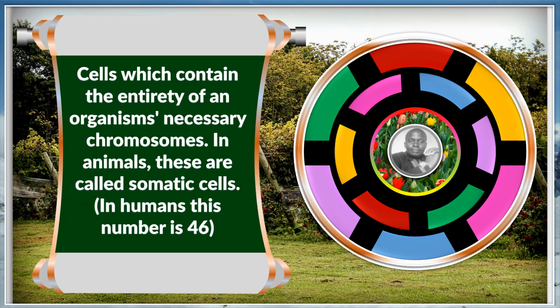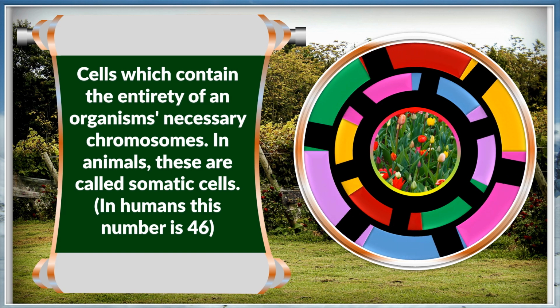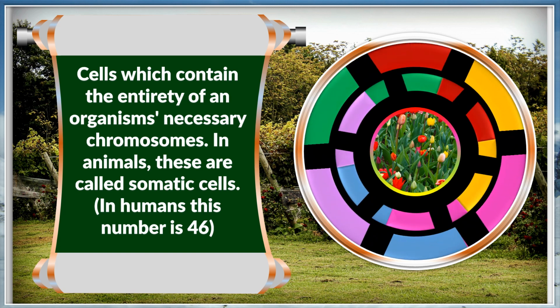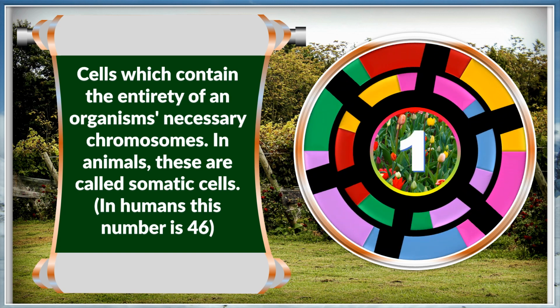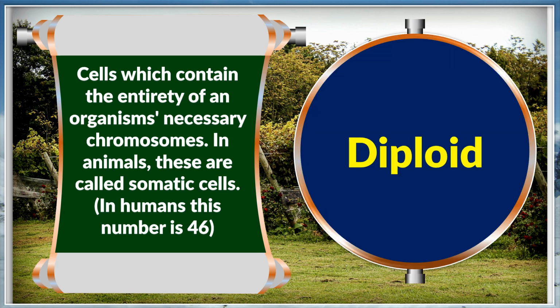Cells which contain the entirety of an organism's necessary chromosomes. In animals, these are called somatic cells. In humans, this number is 46. Diploid.